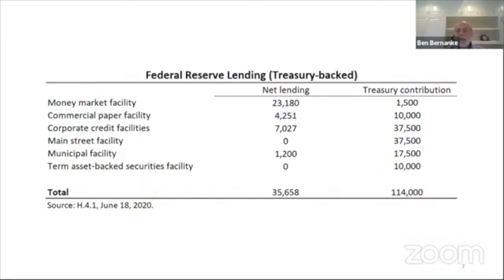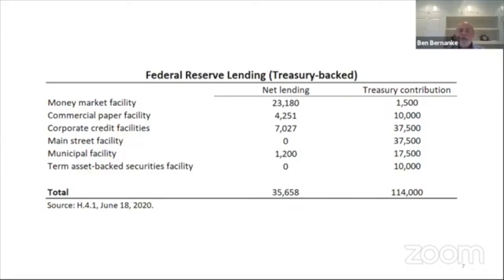Here are the Treasury-backed programs. I count the money market facility as a lender of last resort activity because it helped prevent a run on money markets. So the entire lending on Treasury-backed special programs is at this point only about $12 billion. So it's actually very small at this point.